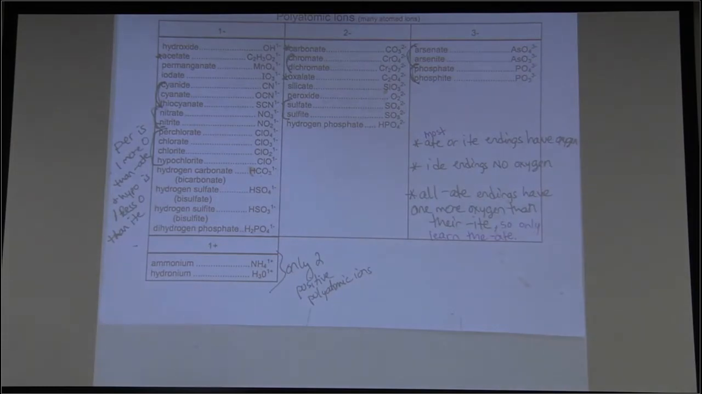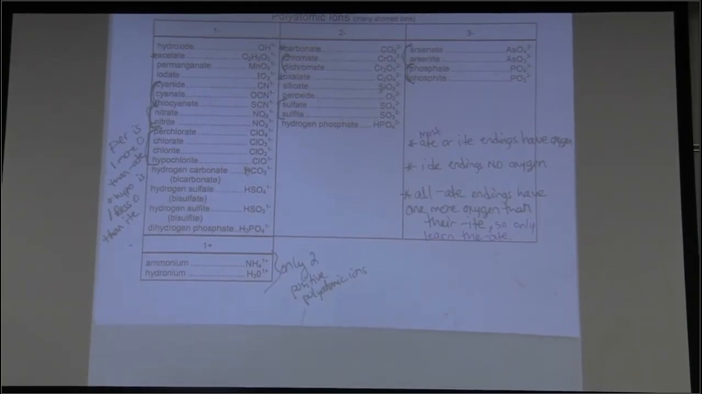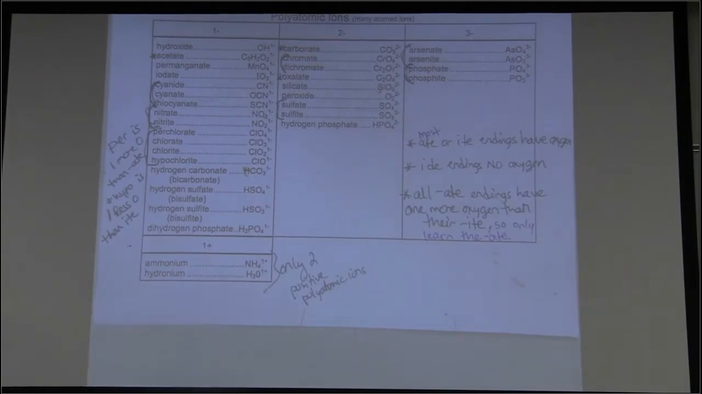They're named exactly what they say. If you understand that ate and ite have oxygen, then if it is chlorate, what does it have in it? Chlorine and oxygen. If it's sulfate, what does it have in it? Sulfur and oxygen. If it's arsenate, it has arsenic and oxygen. So don't let that be hard.